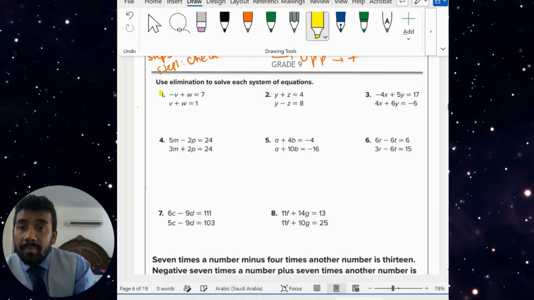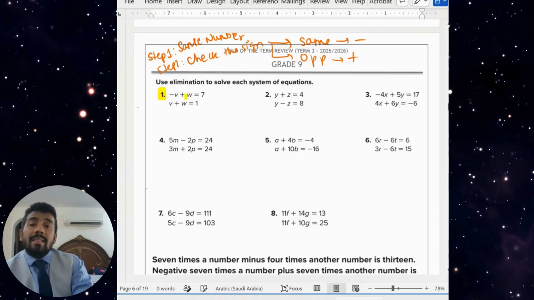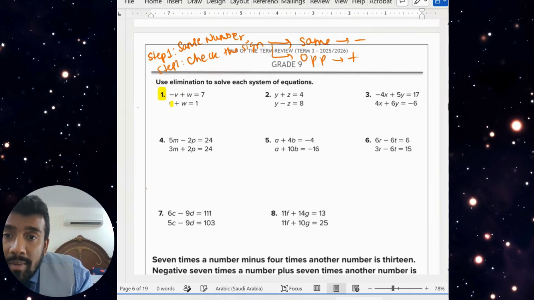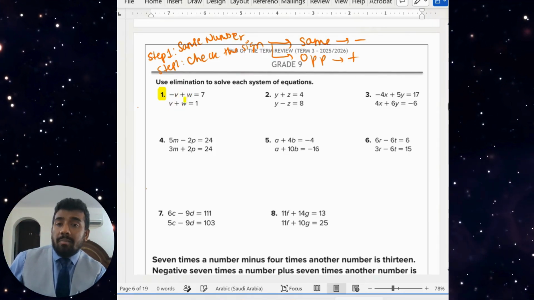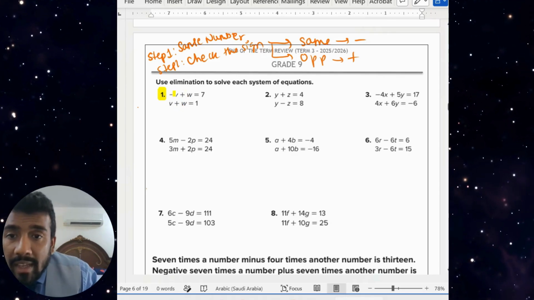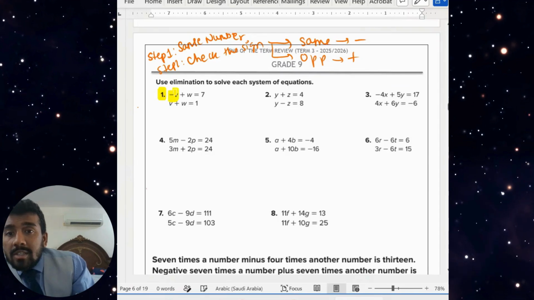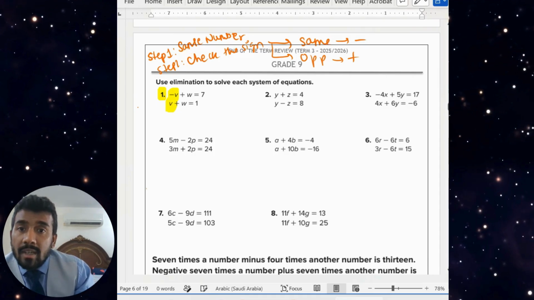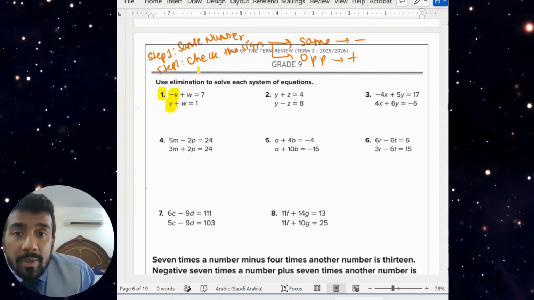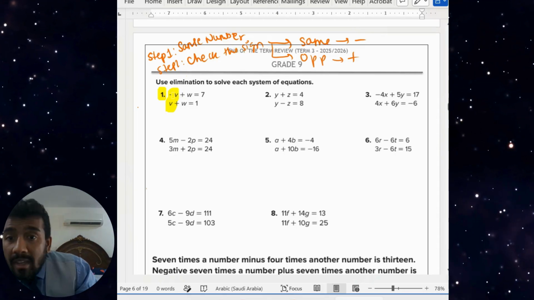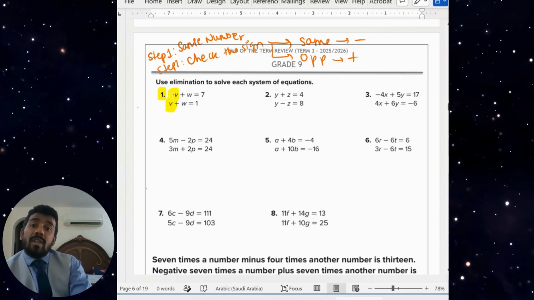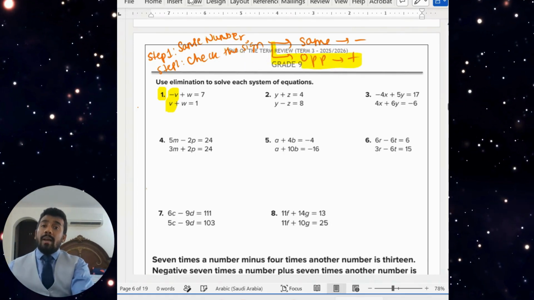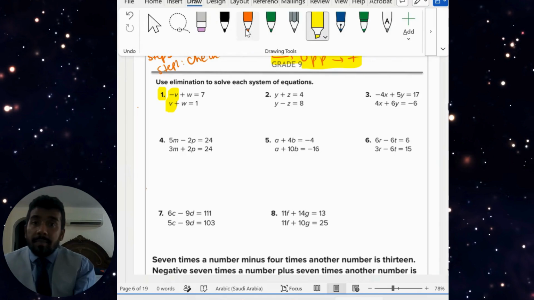Let's do question number 1. In question number 1, let's check the same number. Now you see V also has the same number and W also has the same number, like the coefficients, 1 and 1, and here also it's 1 and 1. So let's talk about V. V has the same coefficient, 1 and 1. After you check the same number, what's step 2? Check the sign. Here the sign is minus and plus, so they are opposite. If they are opposite, what do we do? We do plus.